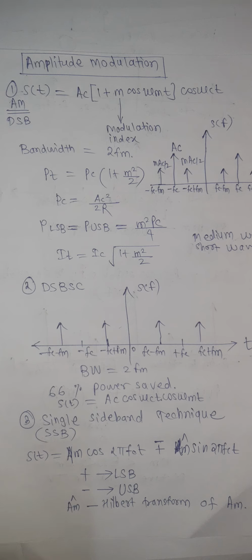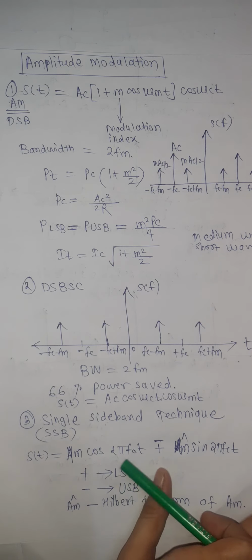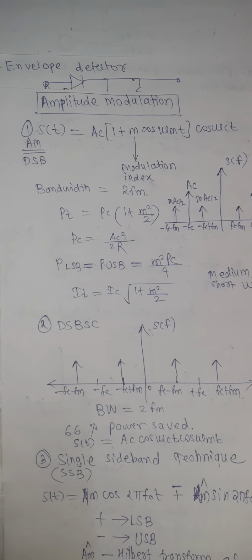First of all, what is modulation? Modulation is nothing but a process in which we vary one or more properties such as amplitude, frequency or phase with respect to the modulating signal. That is, for amplitude modulation, precisely the amplitude of the carrier signal is varied with that of the message signal or modulating signal. Then there are some types of amplitude modulation.